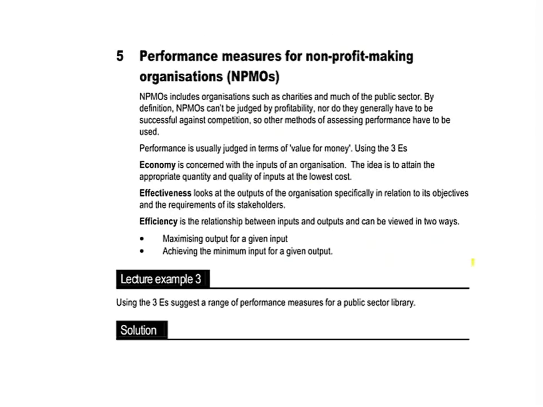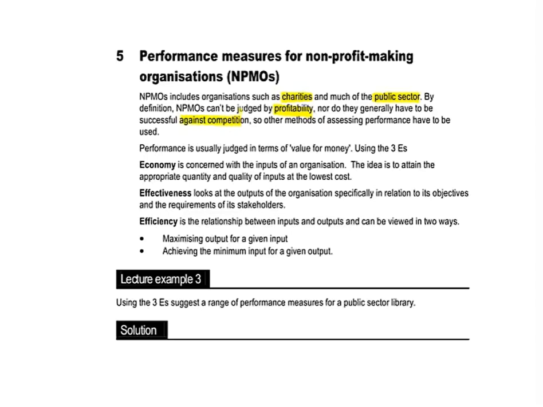Throughout the course so far then, we've been assuming that organisations' overriding objective is profitability. However, there are vast swathes of organisations then which don't aim to make any kind of profits. And the main groups then would be charities and public sector. Because they're not-for-profit organisations, we can't judge them on profitability, and also we can't really judge them against the competition. So we need to think about other methods then of assessing their performance.